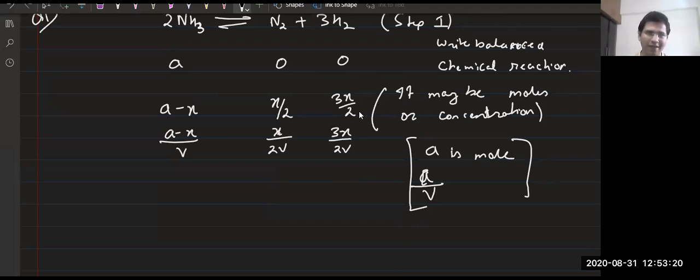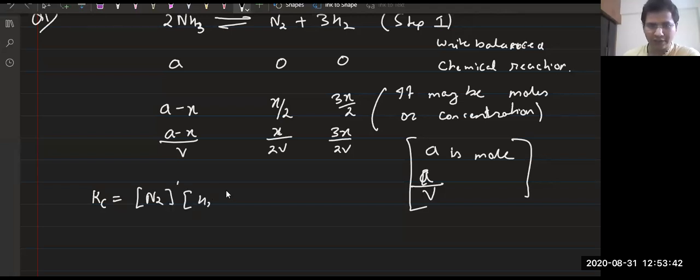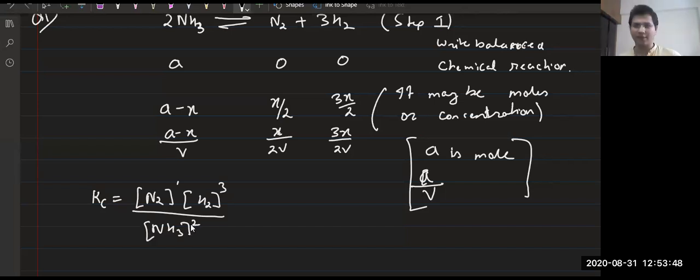Because I need concentration. So since here we have concentration, I can say Kc is equal to what? Tell me, what is Kc? It is concentration of products raised to their stoichiometric coefficients. So concentration of N2 to the power 1 into concentration of H2 to the power 3 divided by concentration of NH3 power 2. Write it like this first. This is your step 5.